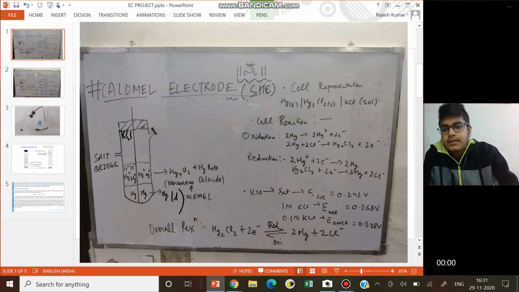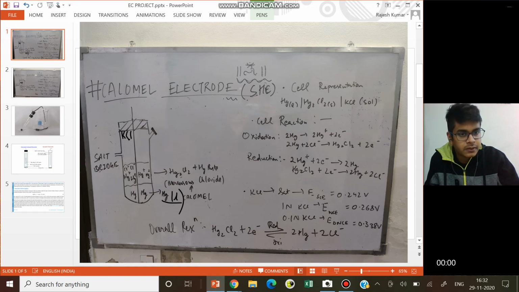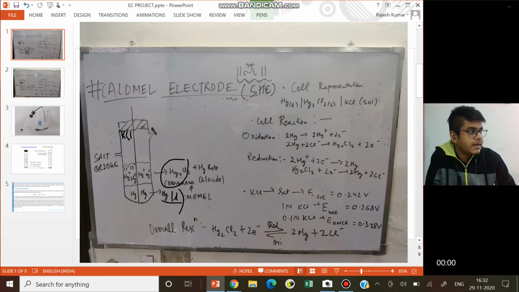So let's start. The construction of the calomel electrode is pretty simple. This is a glass tube in which the lowermost part is mercury in liquid form, and the middle part is a paste of mercurous chloride and pure mercury. This mercurous chloride is a dimeric structure, Hg2Cl2. Here Hg is in the +1 oxidation state and Cl is in the -1 oxidation state. That's why it is called mercurous chloride. Had the mercury been in the +2 oxidation state, it would have been called mercuric chloride, which is HgCl2.